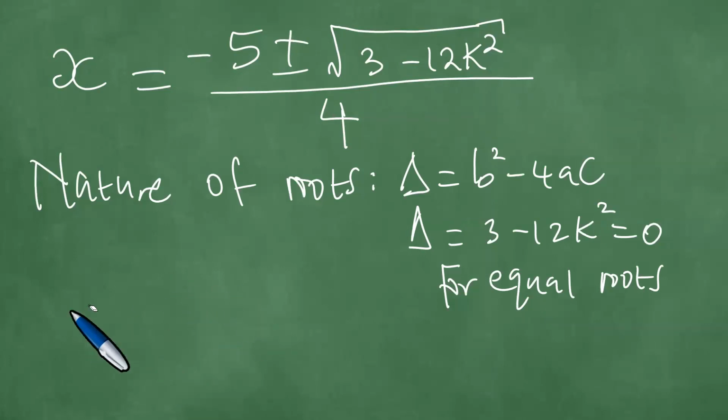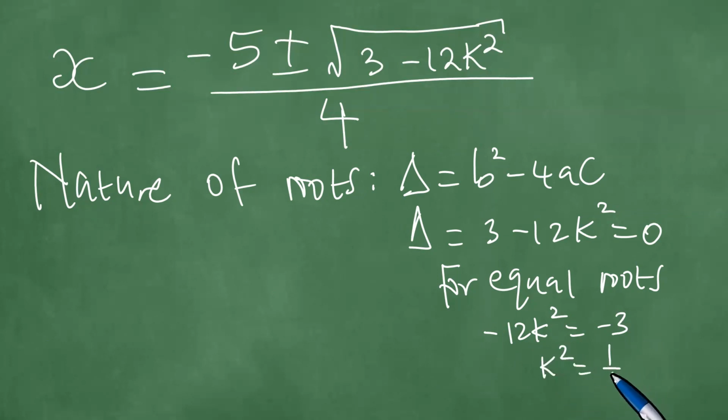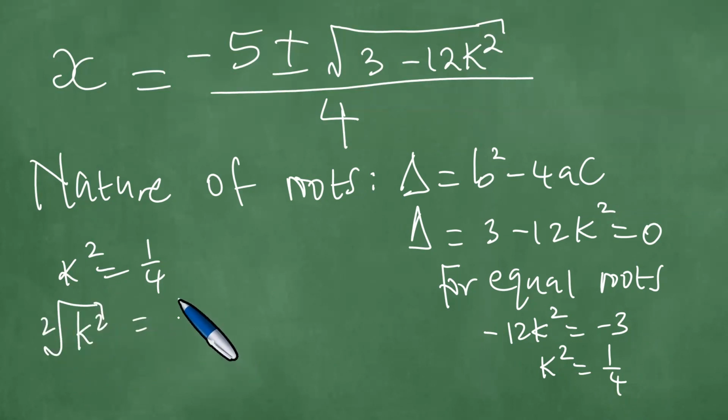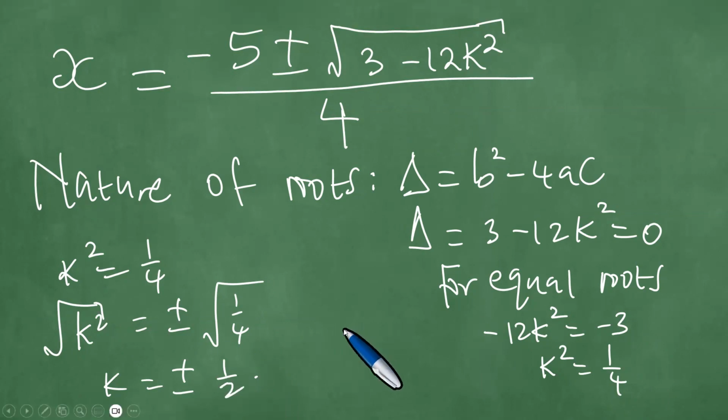Right. So with this, then you can write here and say, move the 3 to the other side, or just minus 12, doesn't matter. Divide both left and right by minus 12, getting 1/4. So if k squared is 1/4, square root of k squared, which means k is the square root. The practice is to leave the 2, there's always an invisible 2 with the square root. So it is plus or minus 1/2, and that is the answer.